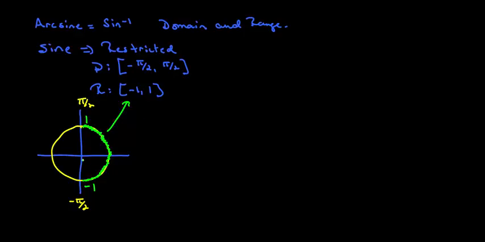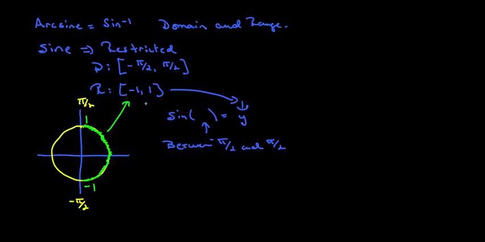So the domain is, we're going to say the following. We're going to say the sine of some angle between -pi/2 and pi/2 will be equal to some value over here. I don't know what it is. Let's call it y, between -1 and +1.